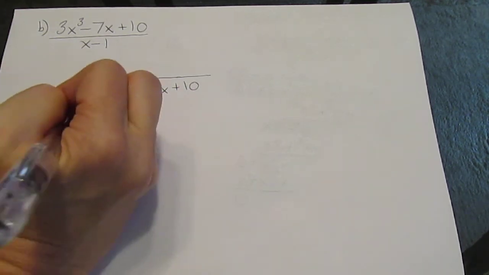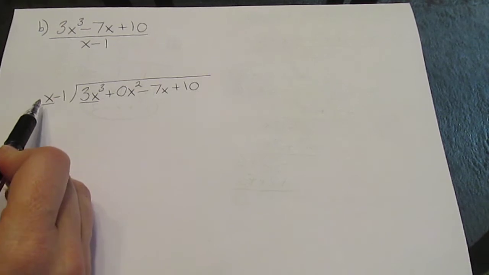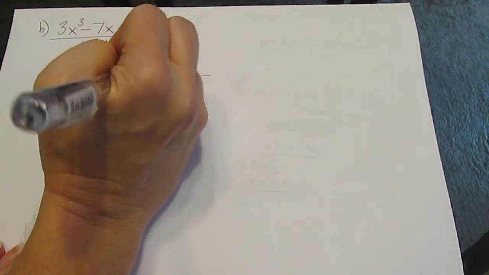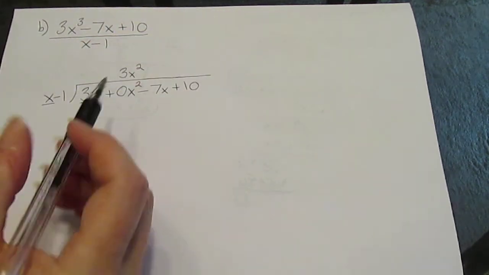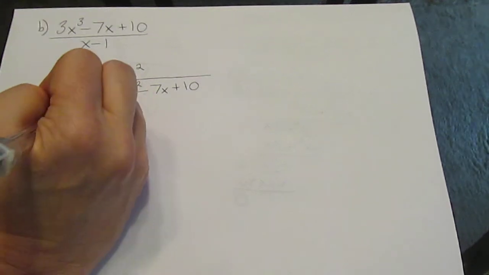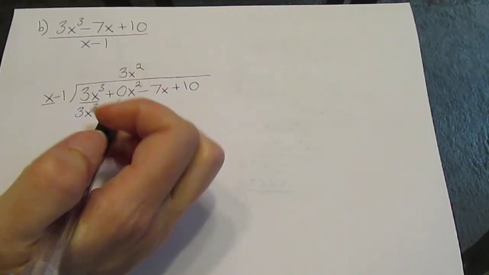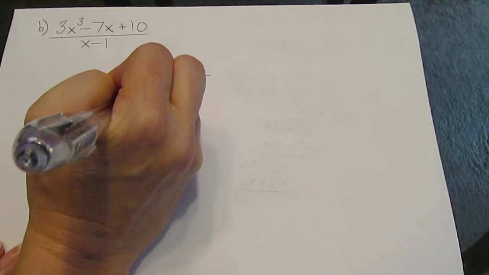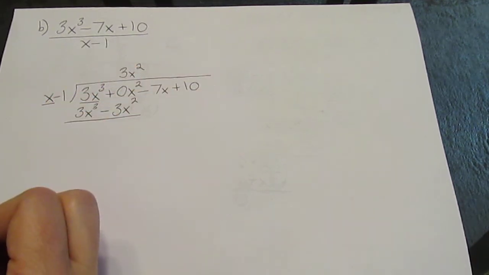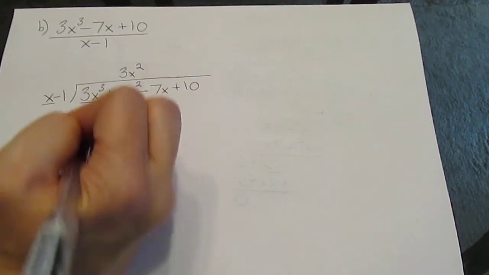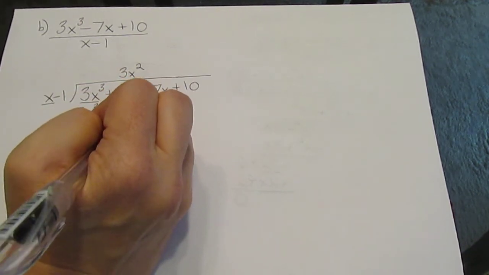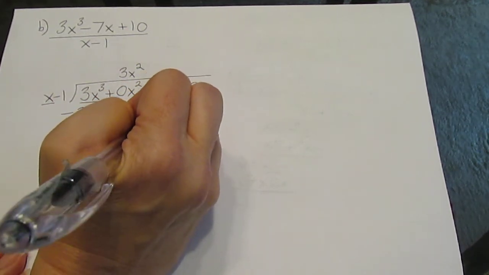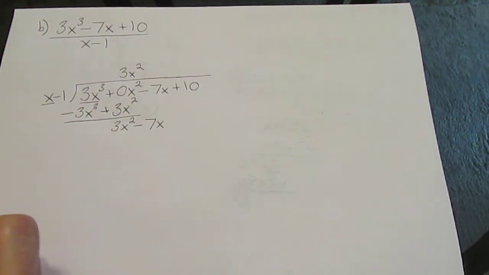All right, and we'll look at our first terms. What times x gives me 3x cubed? 3x squared. Multiply it: 3x squared times x, 3x cubed; 3x squared times -1, -3x squared. Change your signs, and I get 3x squared here. Again, that cancels. Bring down the next term and do the process again.